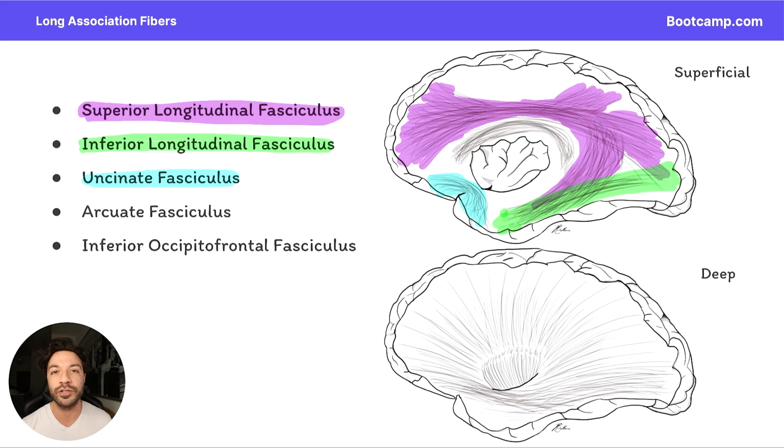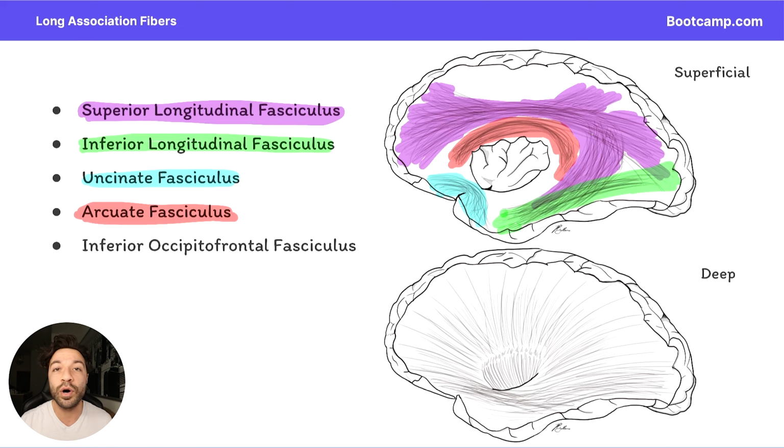And then last up on our superficial dissection, we're going to take a look at the arcuate fasciculus. And this one is pretty important. This one is going to connect Wernicke's area over here in this parietal temporal region to Broca's area over here in this frontal lobe. And if you remember, Wernicke's area is involved in language comprehension, whereas Broca's area is involved in speech production. And this tract right here, this arcuate fasciculus, is directly connecting those two areas.